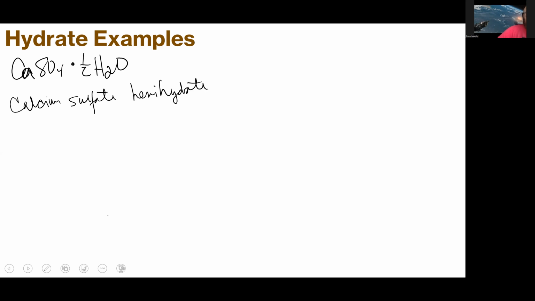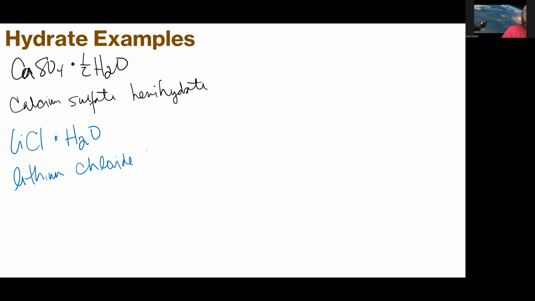Okay. If we have, say, LiCl dot H2O. Okay. We know it's a hydrate. We have LiCl. This is lithium chloride. Lithium doesn't have options, so we don't need parentheses. Okay. We have hydrate. We have one hydrate molecule here, so this is going to be monohydrate. Cool.